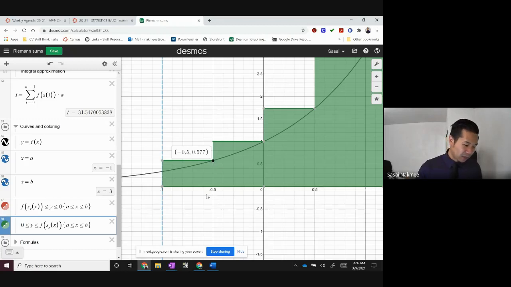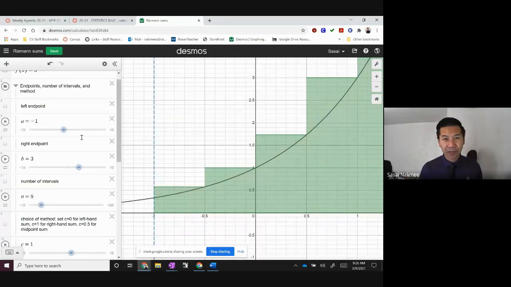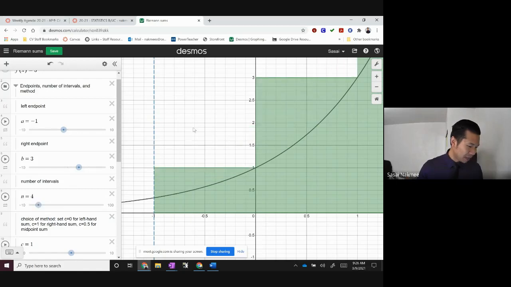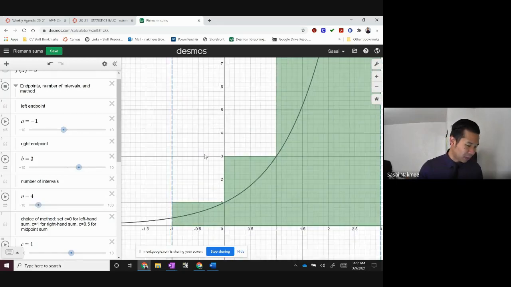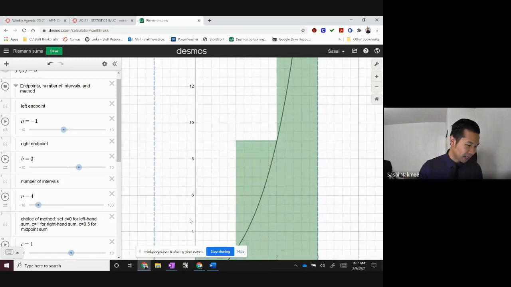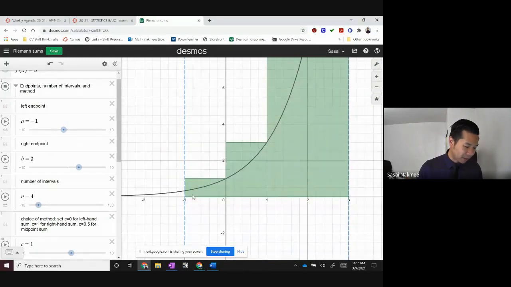Now, is it always going to be -0.5? I'm going to say no, it's not. There are too many variables here just to try to remember where these things should go. There's where your starting point is, where your end point is, and how many rectangles you want. So if I wanted only 4 rectangles, the width of these rectangles is no longer going to be 0.5. The width of these rectangles, if you look at it now, is going to be equal to 1, because that's the way you could fit 4 rectangles on this interval from -1 to 3.